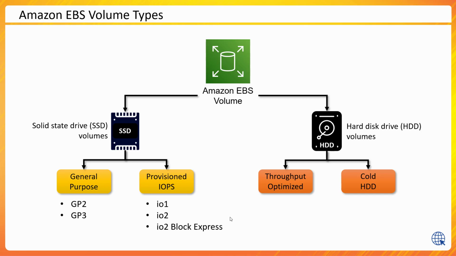Plus you can change volume type if need be while the instance is running. So you started with GP2, realize it is not what you were expecting in terms of performance, you could change it, and I'll show you that in a minute.